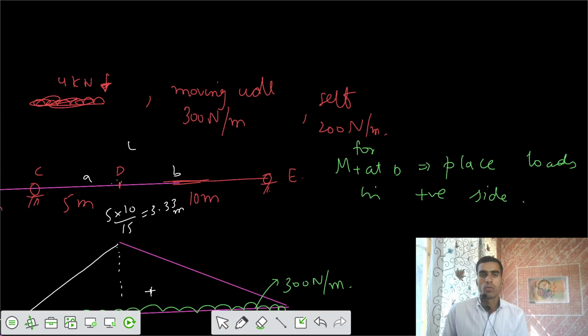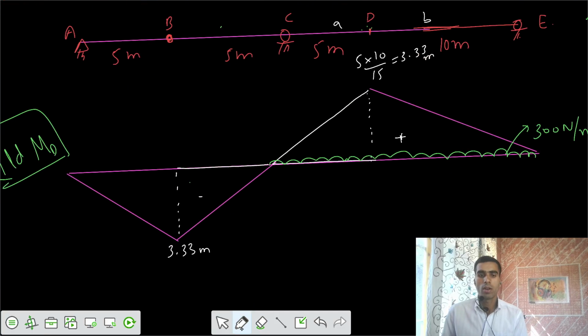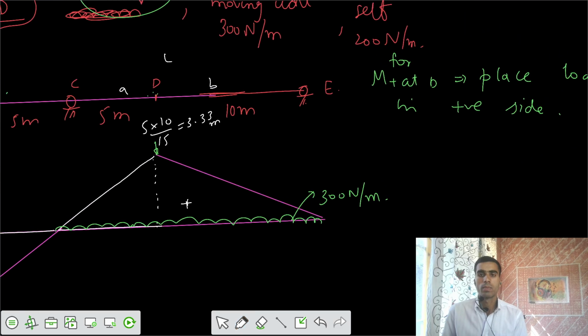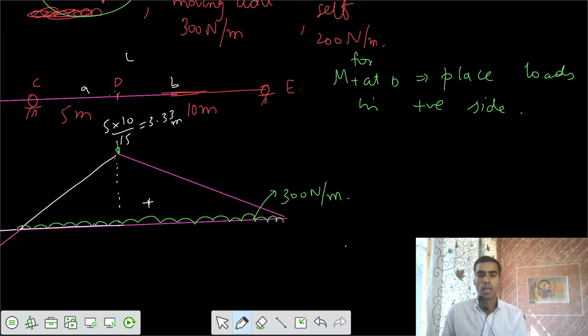And for the effect of that concentrated moving load, that is 4000 Newton, where should it be placed for maximum positive bending moment? Should we place it on this ordinate, or on this ordinate, or any other location? I think for positive bending moment, it should be placed on the positive side, and that too on the maximum ordinate itself. Let's have that ordinate. I would say I'm going to place it here.